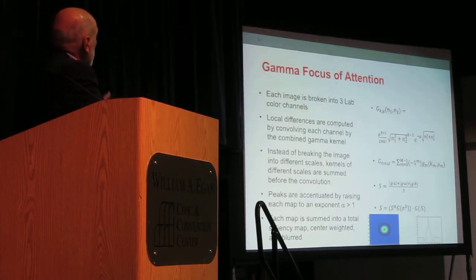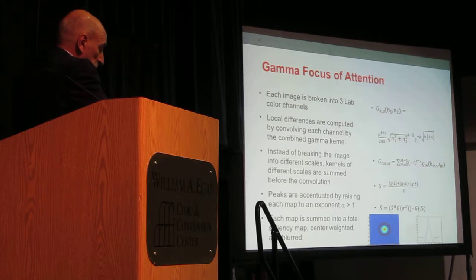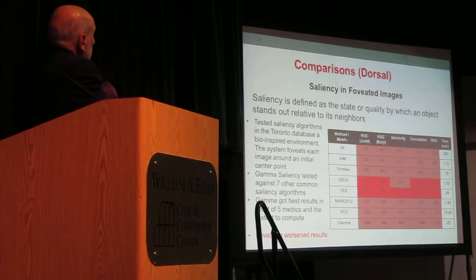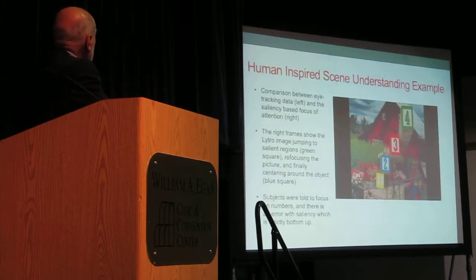I'm not going to get into this because we use the gamma focus of attention, but there are many others in the literature for saliency detection. And the reason why we decided to go with the gamma is that it's a recursive computation. It's very fast, and we get basically the same performance as all the others. So I'm not going to get into the details, but the computation time is very fast.